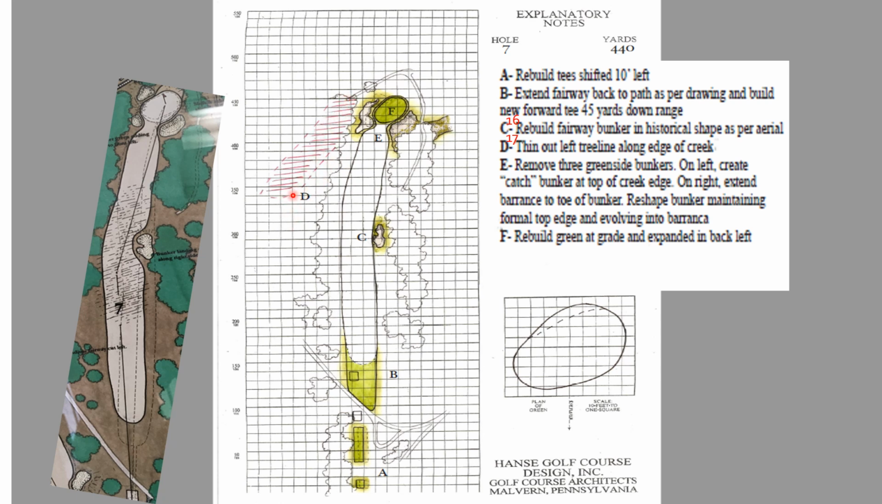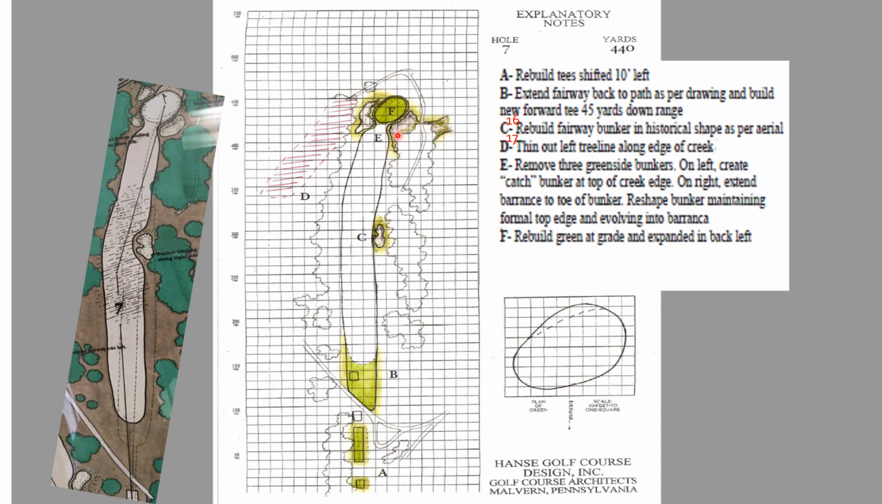D, we remove, again, brush out some of this area here, leave the big trees, but so you can see down in the watershed a little bit more. E, remove the 3 green side bunkers. This is the current bunker configuration. And this bunker here especially is really interesting. So this turns into a bunker with kind of a rougher edge because this bunker is going to tie into the barranca.